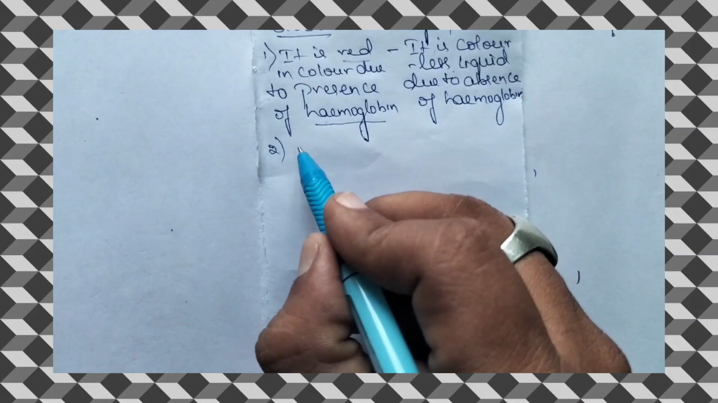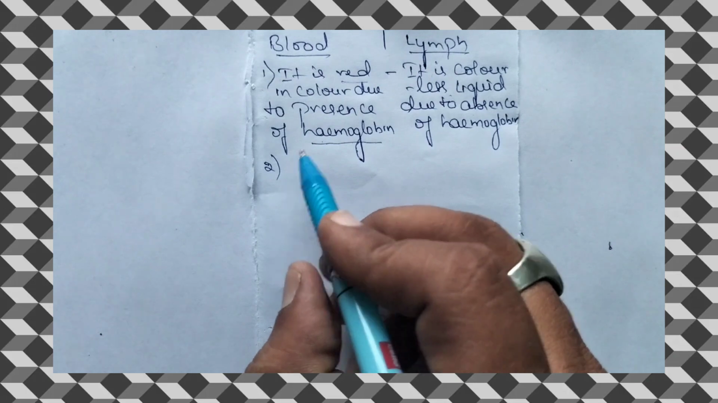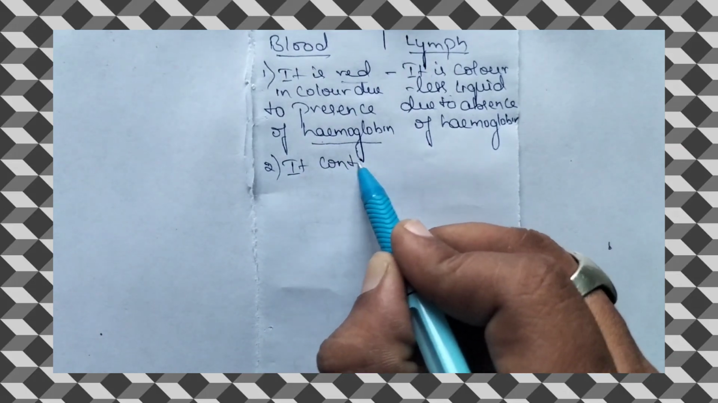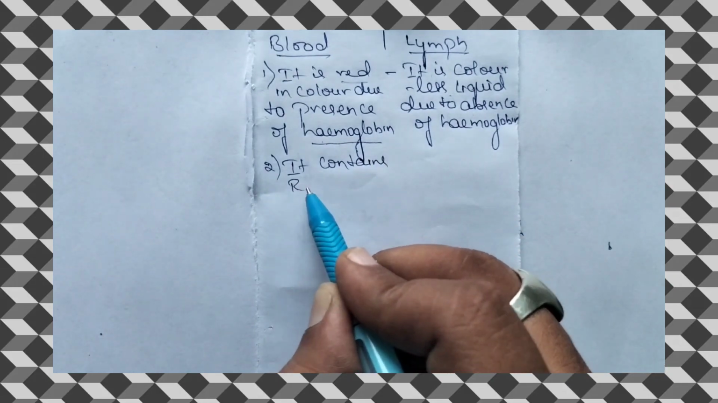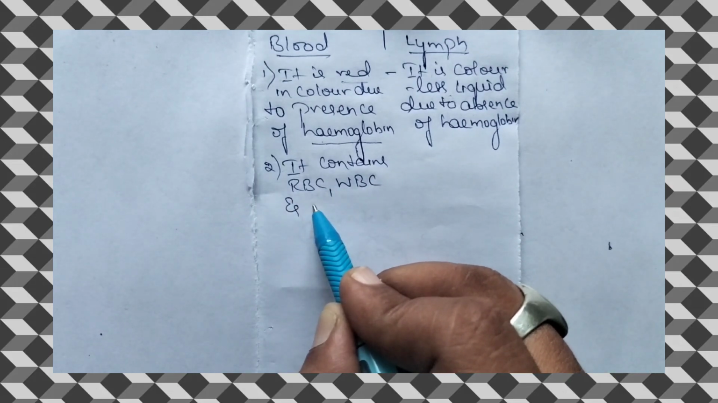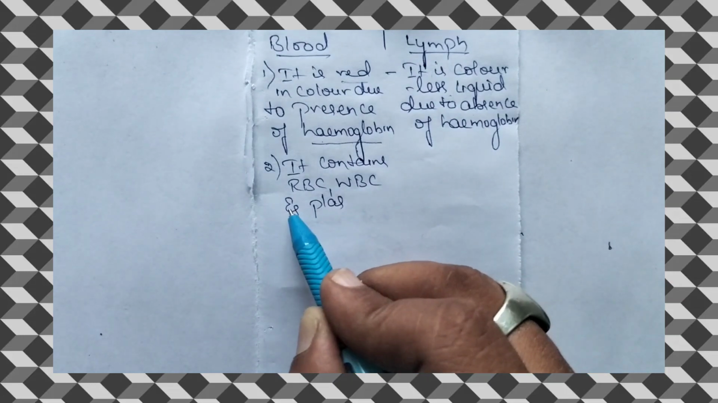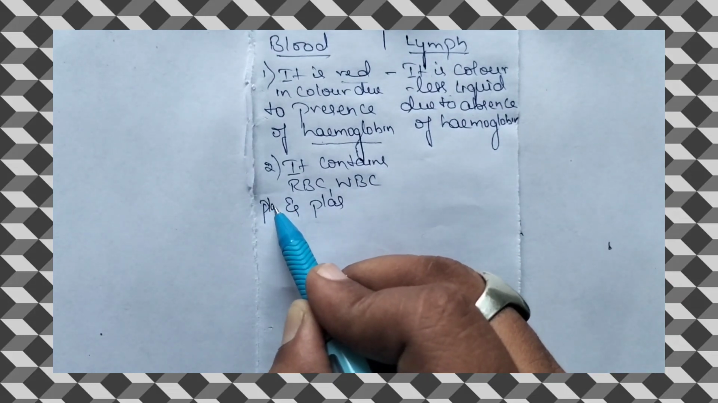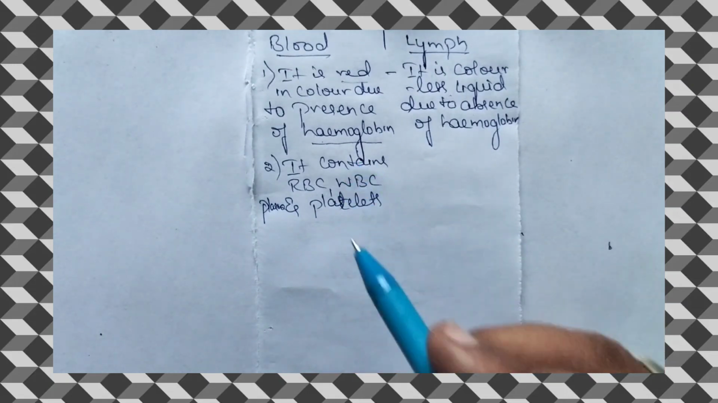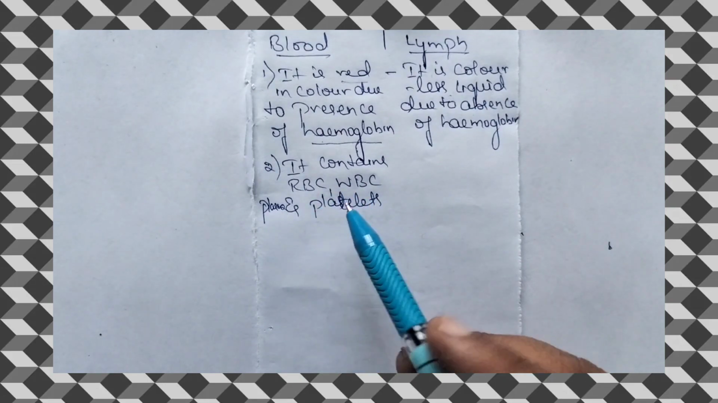So this is the first difference between blood and lymph. Coming to the second difference, it is what it contains. So what does the blood contain? It contains RBC, WBC, plasma and platelets.